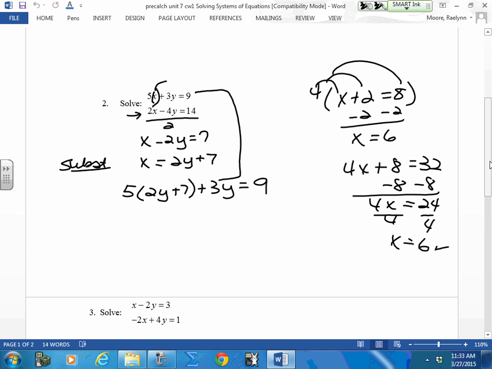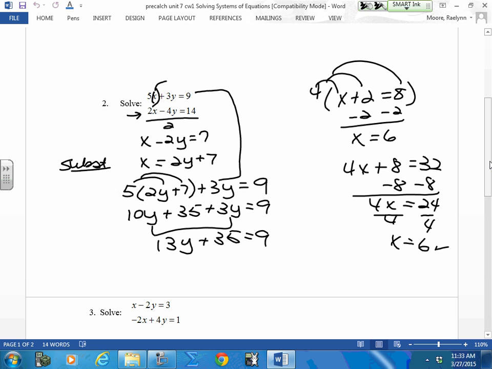I can certainly solve that. Is it okay if I solve the y first and not the x? Sure. So I distribute: 10y plus 35 plus 3y equals 9. I collect my like terms, I subtract 35, and I divide by 13, and I get my y.